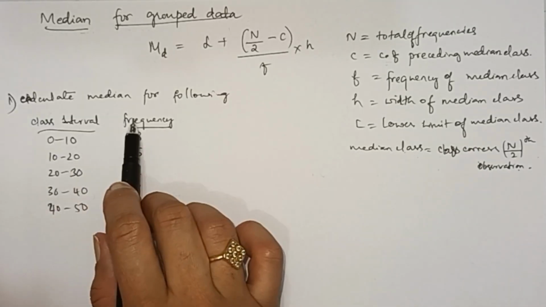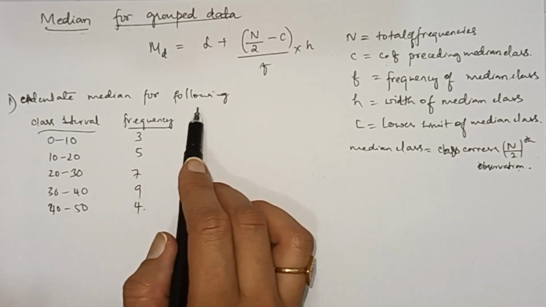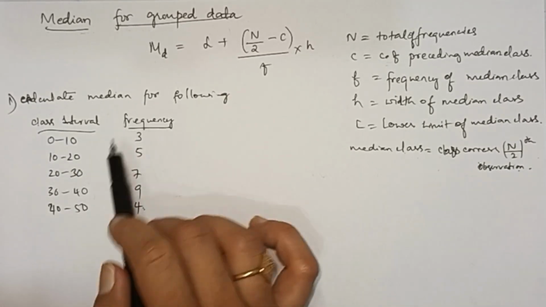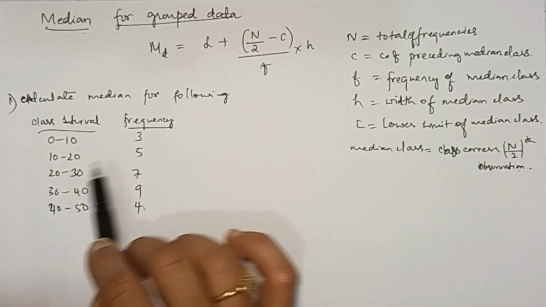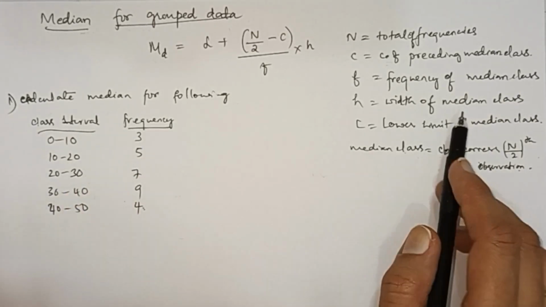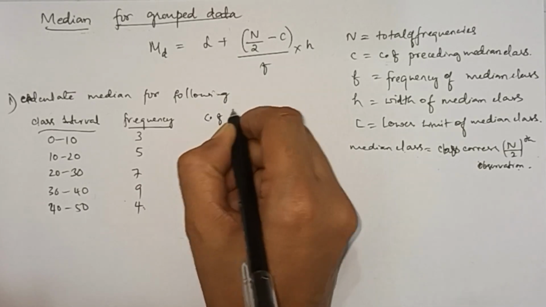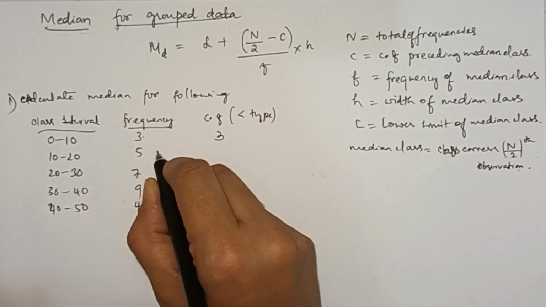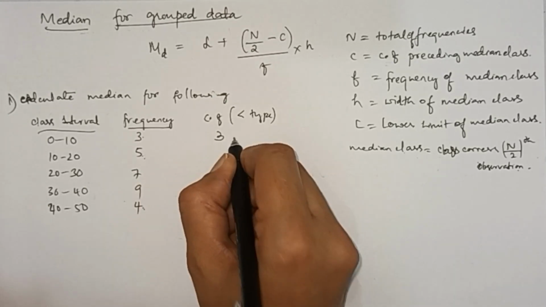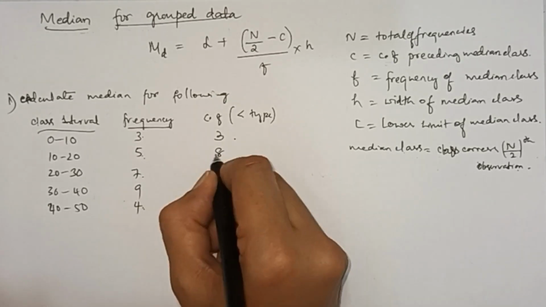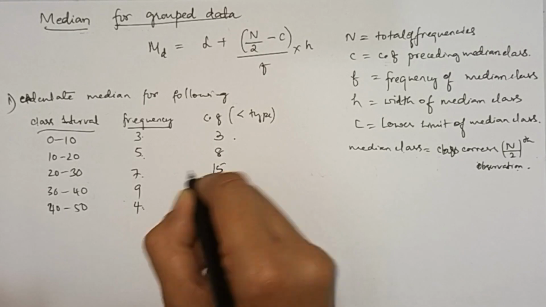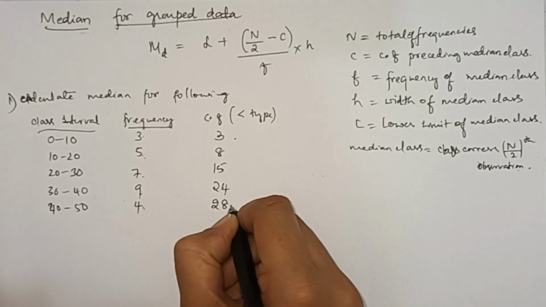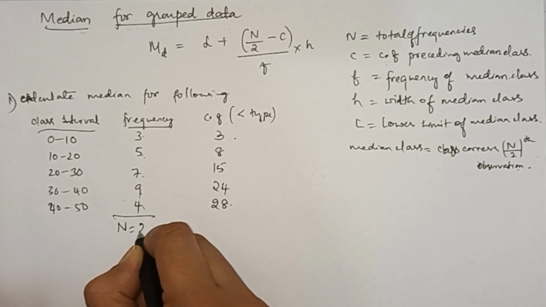See here the example. Calculate the median for the following data, class intervals and frequencies given. This is grouped data, or continuous data. So first you have to get the cumulative frequency of less than type. First frequency write as it is, then add the next frequency to this: 5 plus 3 is 8, 7 plus 8 is 15, 15 plus 9 is 24, 24 plus 4 is 28. So the sum of frequencies is equal to 28.